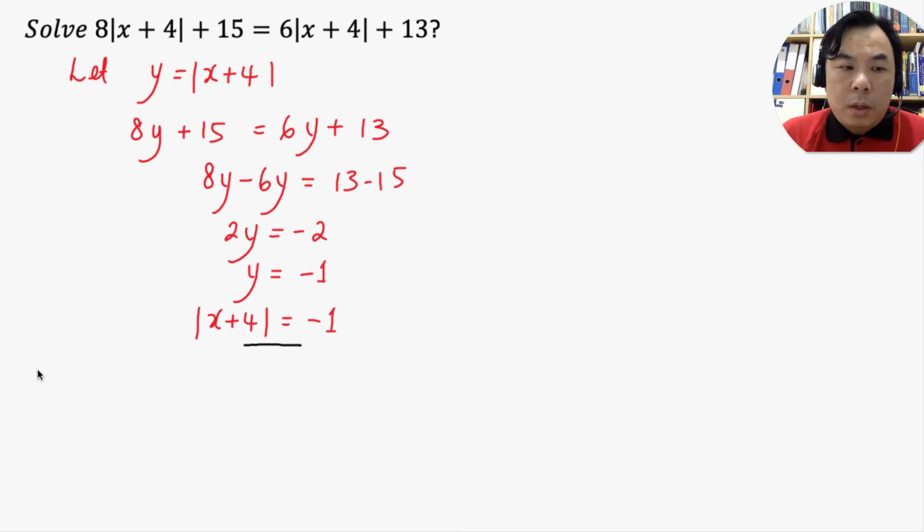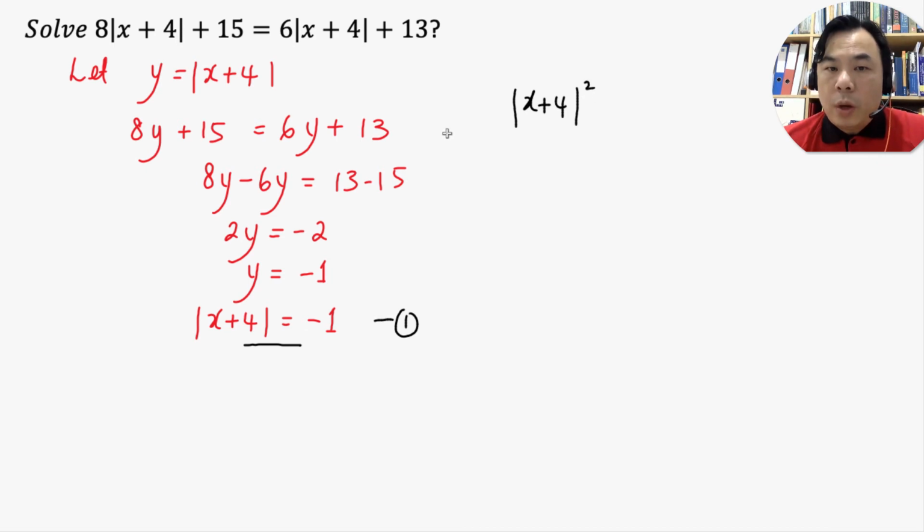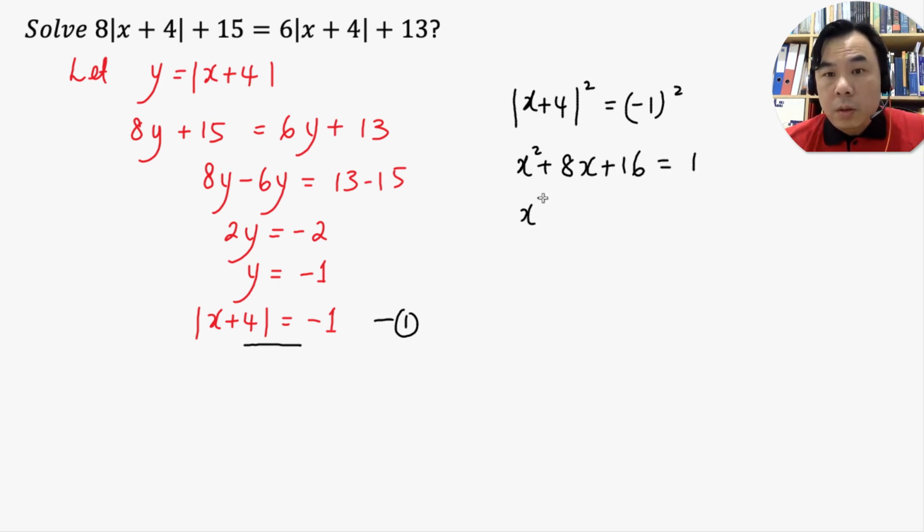Alright, other than using case 1 or case 2 to find the solutions to this, you can also apply a quadratic strategy in this case. So from this equation itself, I'm going to apply a quadratic method. So we can actually take the square of both sides of the equation. Right, so from here we will get x squared + 8x + 16 equal to 1, and then we should be able to factorize that quite easily.